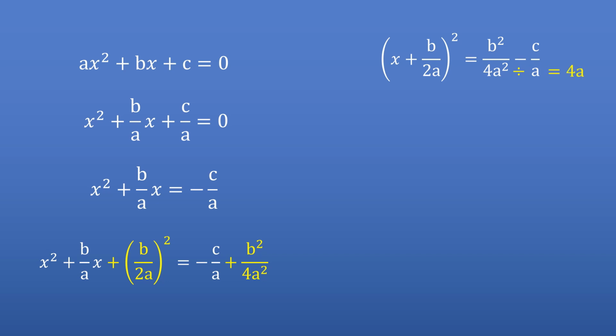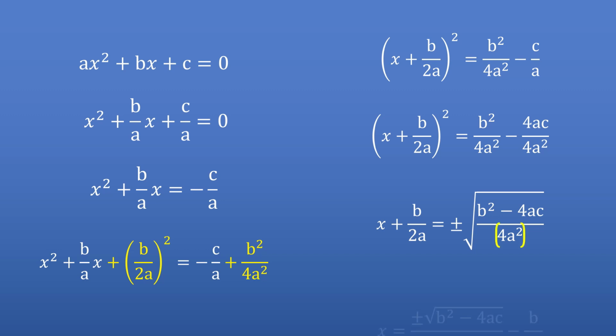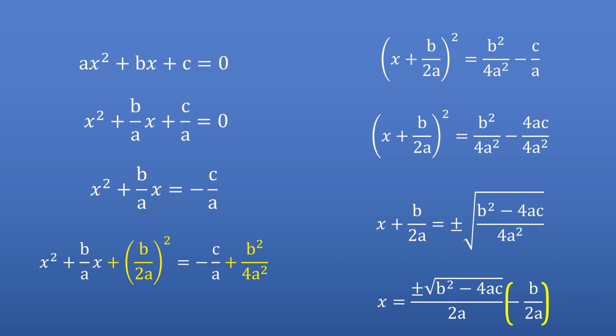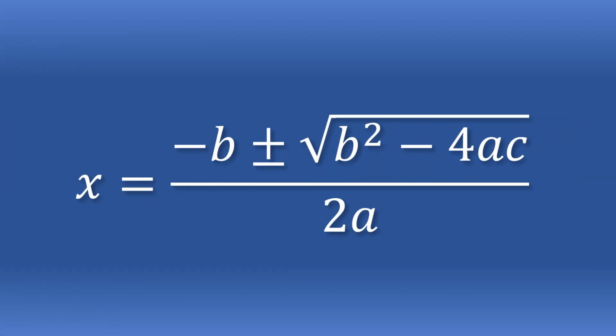So multiply both sides of this fraction by 4a so that the denominators would be equal. x plus b over 2a is equal to the positive or negative square root of this value. The square root of 4a squared is 2a. Finally, subtract b over 2a from both sides, and x is the subject of the formula.